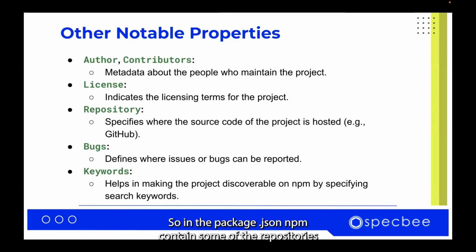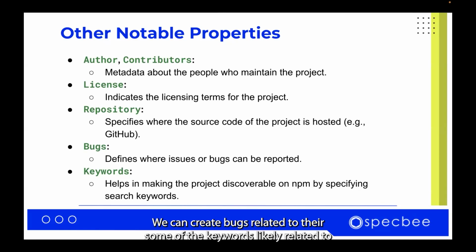So in the package.json, npm also contains some of the repositories, which we can use with npm install. Or bugs, which define where issues or bugs can be reported. Like as with Drupal.org, we create bugs on the specific Drupal project. Similarly, we can also create bugs on the related repositories, for the related contributors' modules.